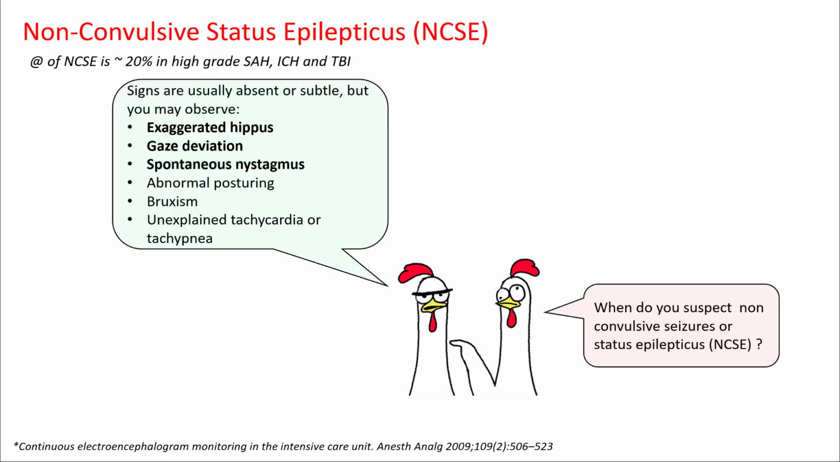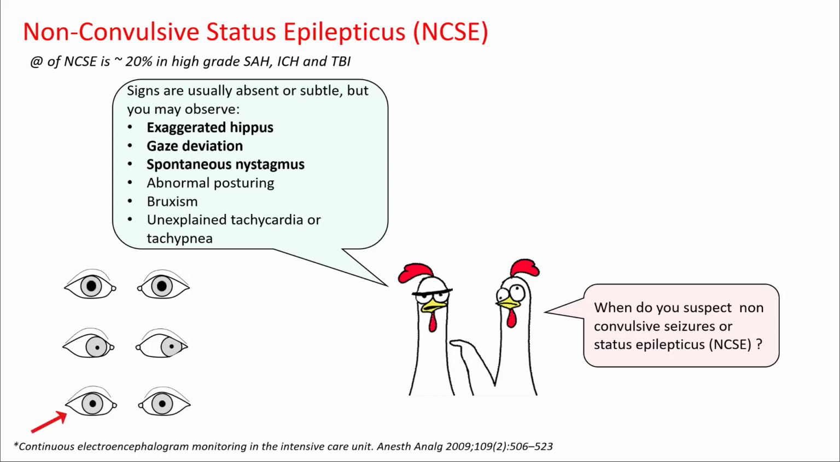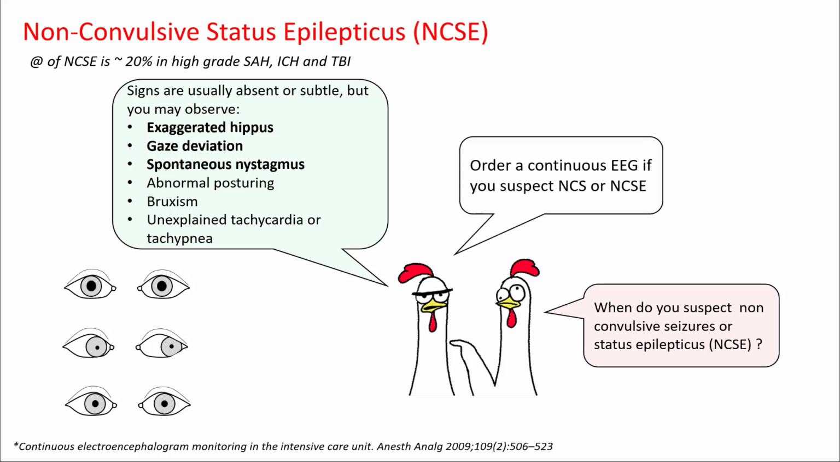Signs of non-convulsive seizure are very subtle or usually absent, but you can look for things like exaggerated hippus, gaze deviation, spontaneous nystagmus, abnormal posturing, bruxism, or unexplained tachycardia or tachypnea. If you think that the patient has non-convulsive seizure, order a continuous EEG.